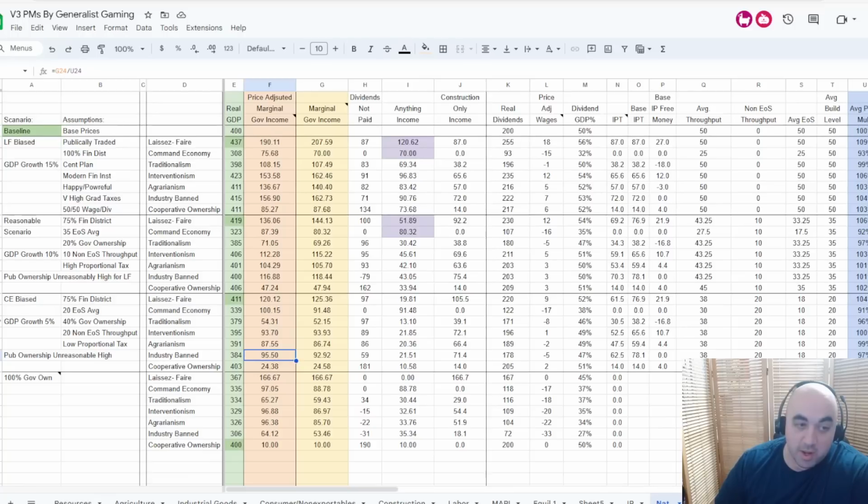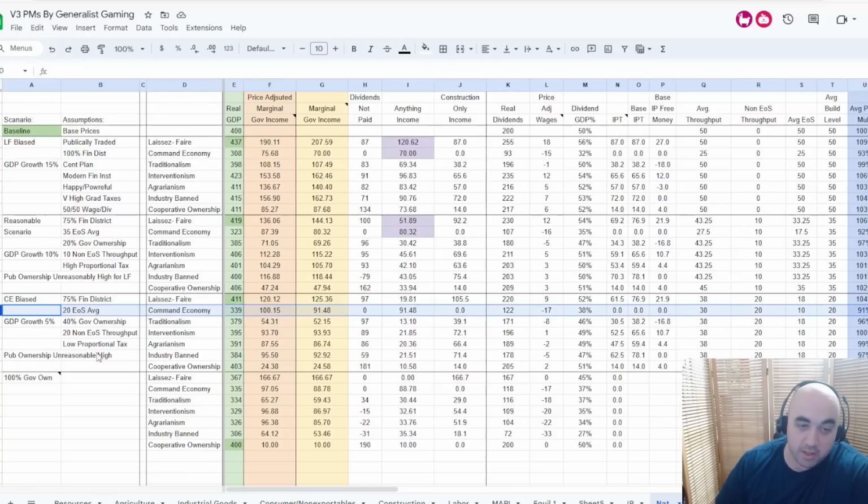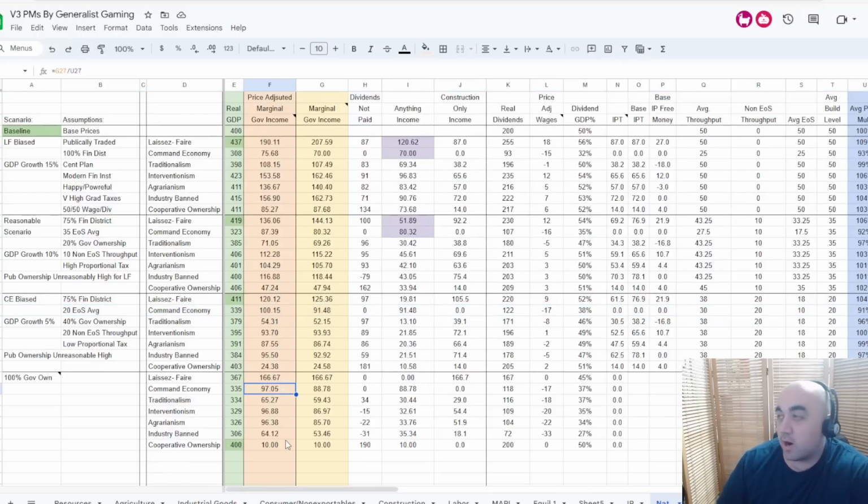The command economy one, though, notably, as we were about to say earlier, does beat out every other system other than laissez-faire if you are in a command economy biased situation, or if you are in a 100% government ownership situation that's less command economy biased. But this is the big swing in terms of the overall conclusion, and it's so much worse after we have included the price adjustment from wages.